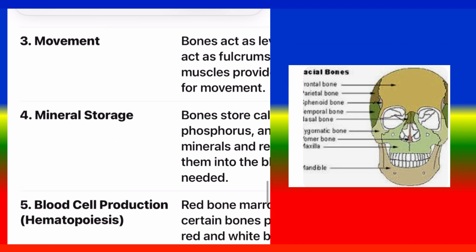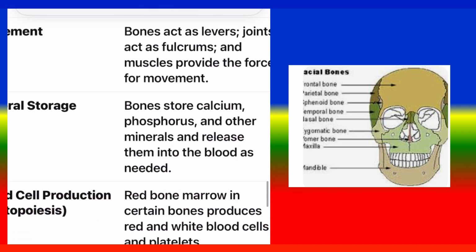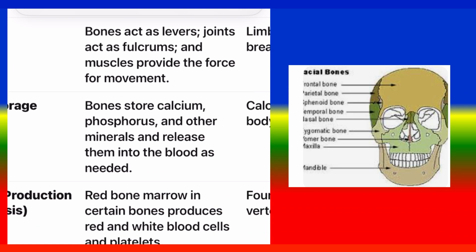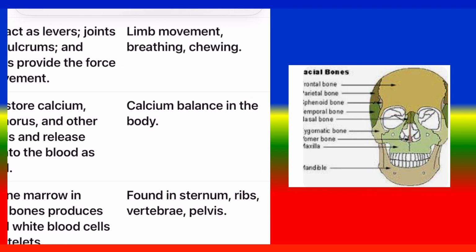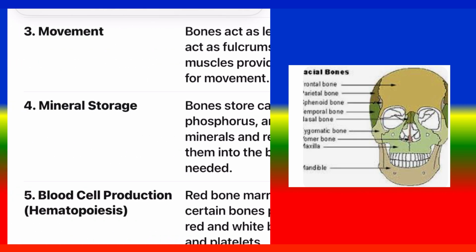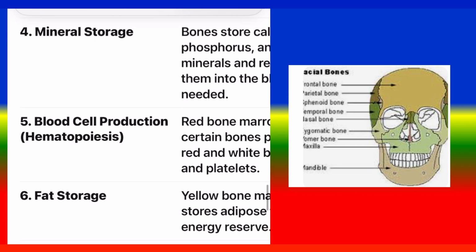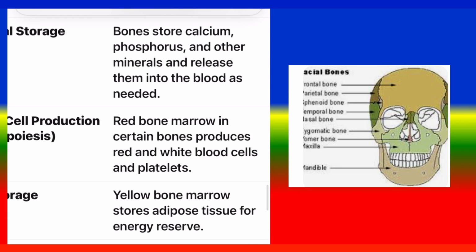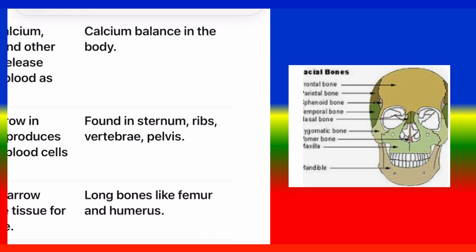3. Movement. Bones act as levers, joints act as fulcrums, and muscles provide the force for movement. Limb movement, breathing, chewing. 4. Mineral storage. Bones store calcium, phosphorus, and other minerals and release them into the blood as needed. Calcium balance in the body.